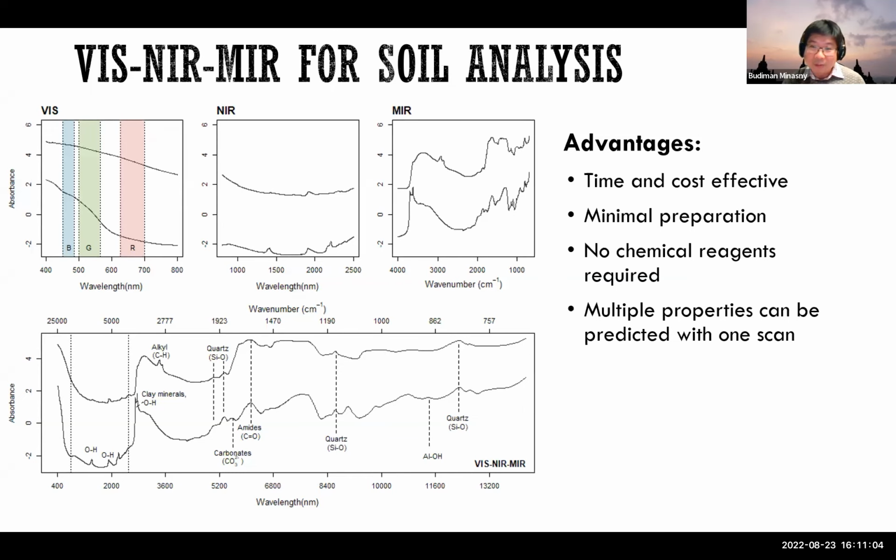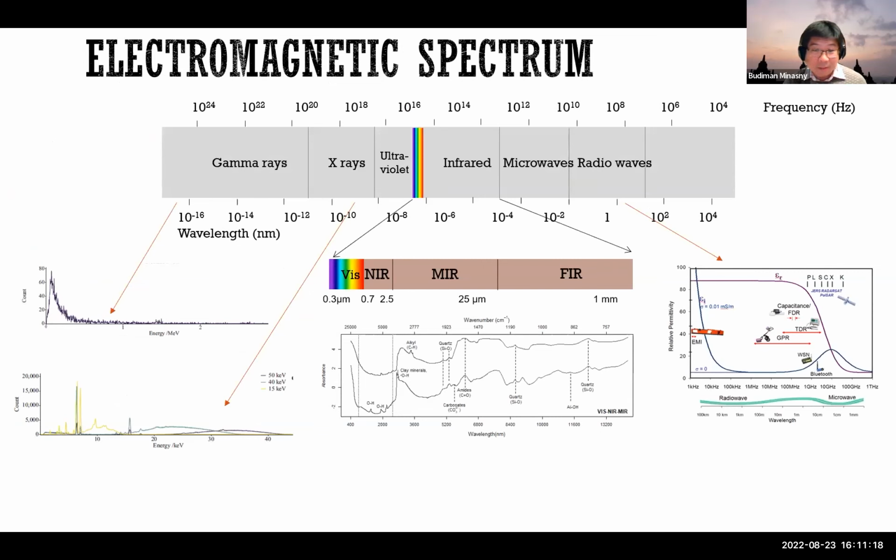We get the spectra and we transform it with some mathematical techniques. And within a spectrum, we also want to predict multiple soil properties with one scan. So we talk about near infrared spectrum, but ideally how the soil responds to the electromagnetic spectrum is through the whole electromagnetic spectrum, from the radio wave to the gamma wave. We can collect the response of the soil as a function of the frequency or the energy or the wavelength.